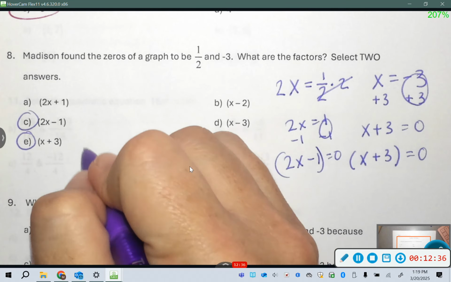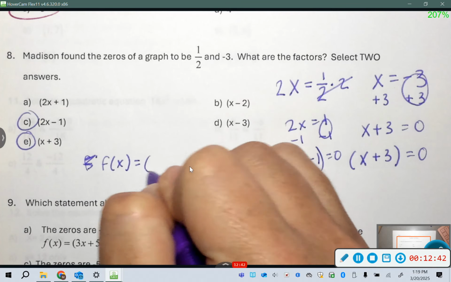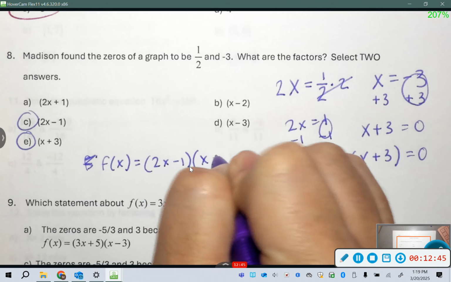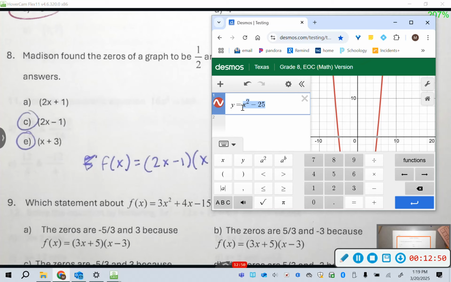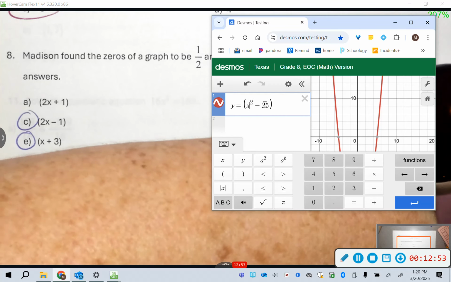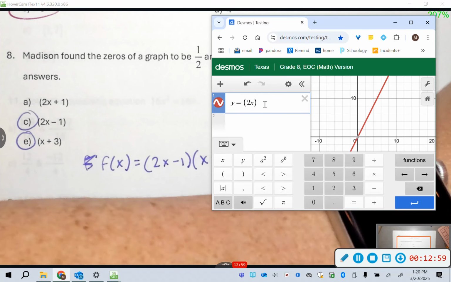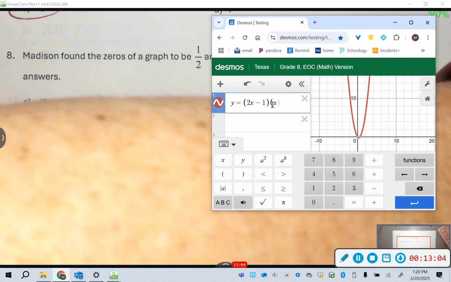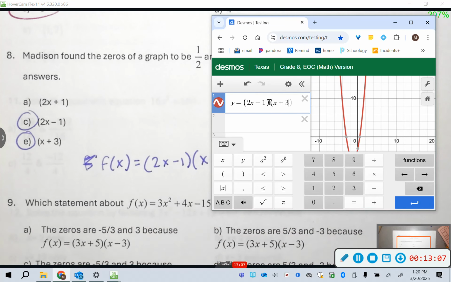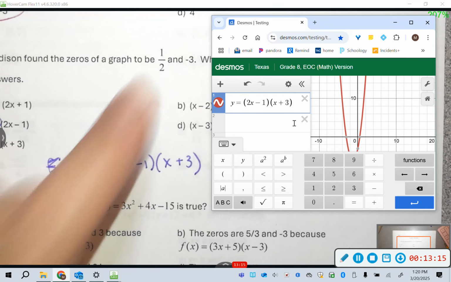And I can also check my work because in factored form, this is saying f of x, or whatever you want to call it, is 2x minus 1, x plus 3. So let's check that in our calculator. I'm just going to write y equals 2x minus 1, x plus 3. And I'm going to make sure it touches at negative 3 and positive 1/2, and it does. So we did it correctly.